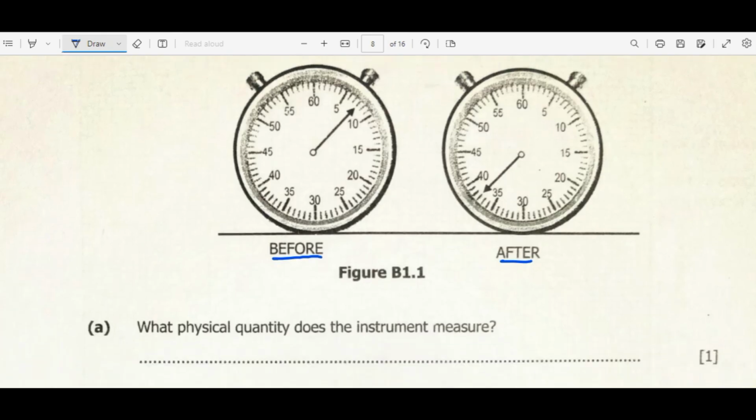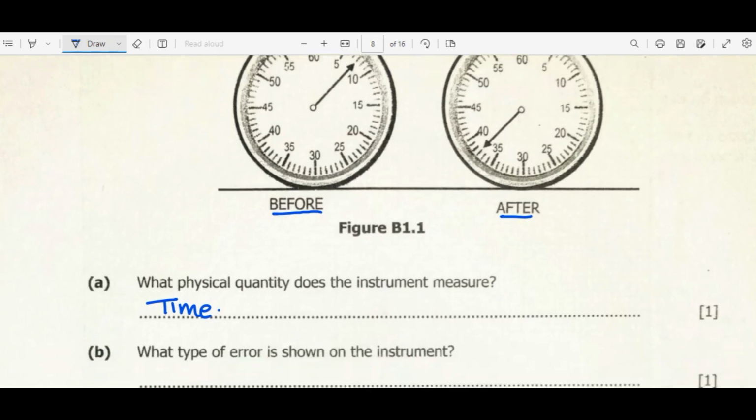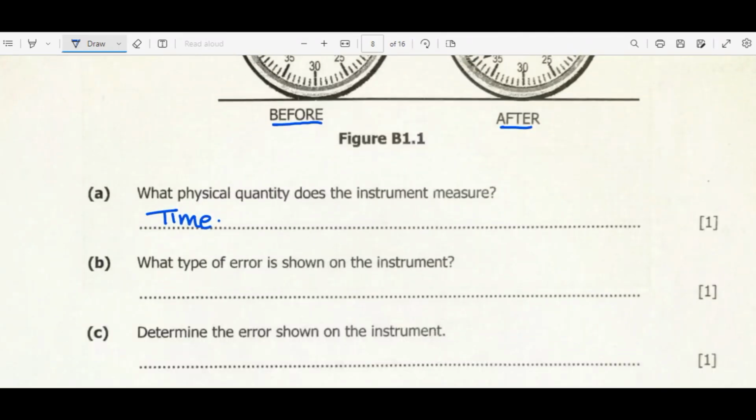So the first question is what physical quantity does the instrument measure? So this measures time. So that's our answer for the first part. We move on to question B. What type of error is shown on the instrument?